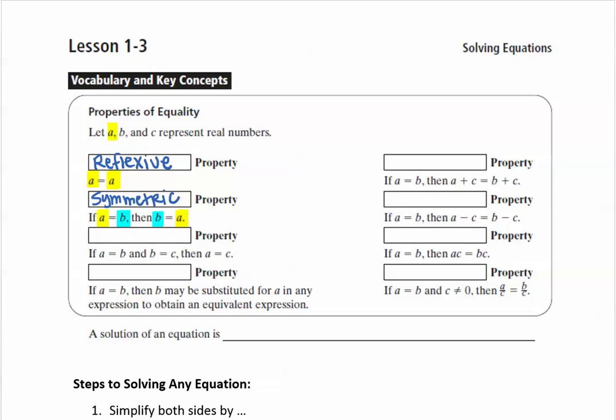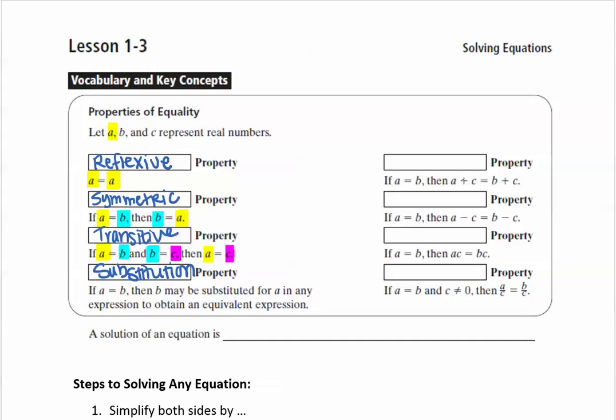Okay, if A equals B and B equals C, then A equals C. That is the transitive property. So these three are very often used and taught in geometry. Okay, next, if A equals B, then B may be substituted for A in any expression to obtain an equivalent expression. That's the substitution property.